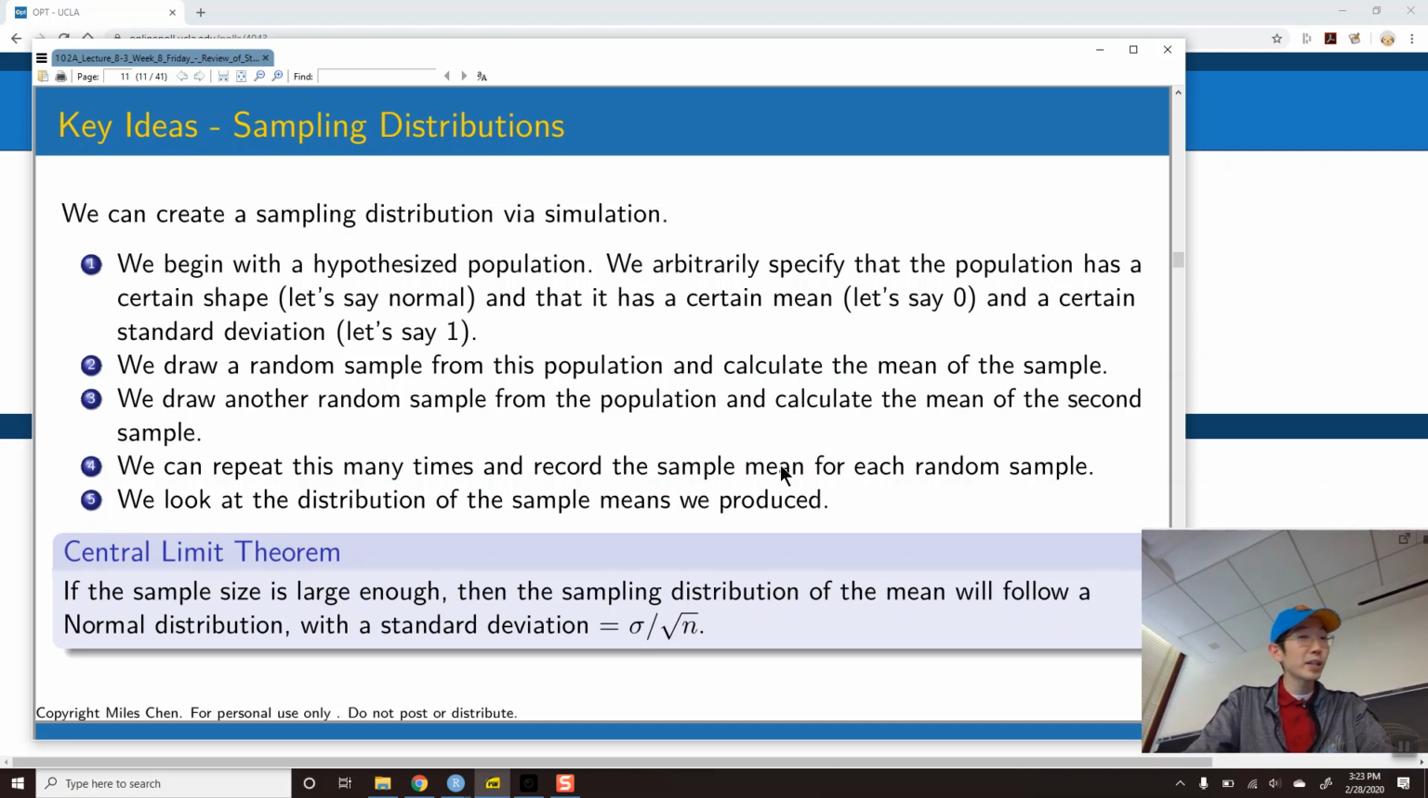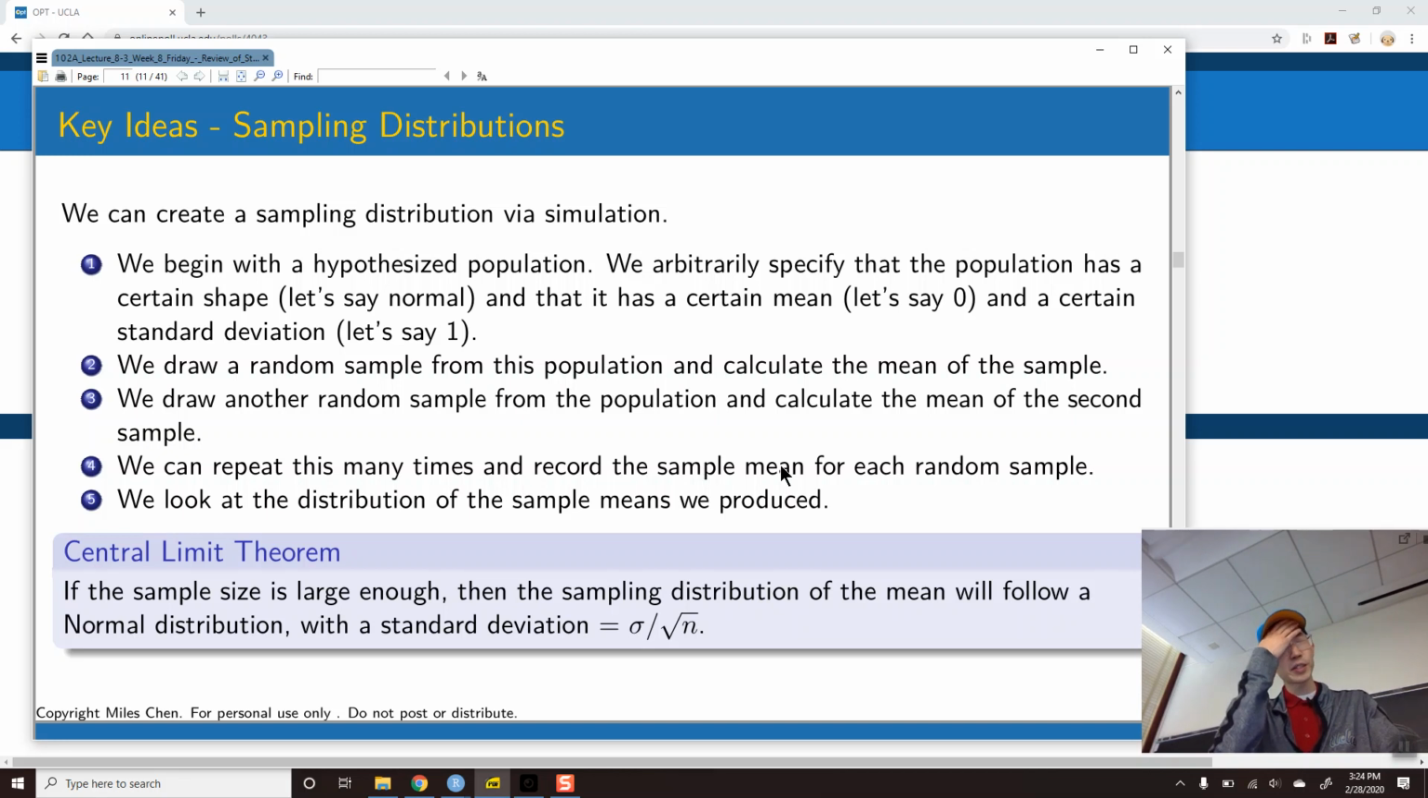You start off with just some population that you hypothesize. Here I said, let's start off with the standard normal. Let's pretend that the population is normal, has a mean of 0, standard deviation of 1. Then I draw a random sample from the population and calculate the mean of that sample. Then I do it again: I draw a different random sample and calculate the mean of that different sample. I do this many times, and every time I record the sample mean for each random sample. Then we look at the distribution of all the different sample means that we've produced.